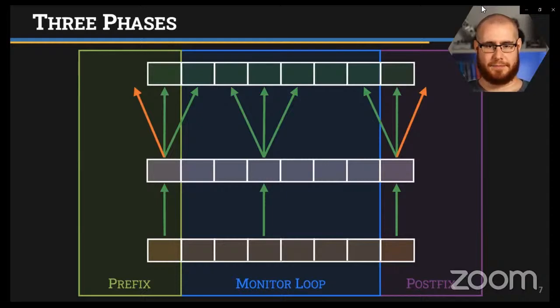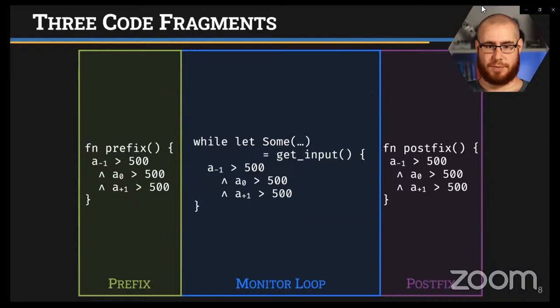When translating the specification into code, we will get different code for the prefix, postfix, and monitor loop, and we have to show that all of these implementations are correct. However, we want to improve the generated code a little bit to make it more performant as well. And we know that these optimizations will be correct because we prove the correctness of the monitor at the end.